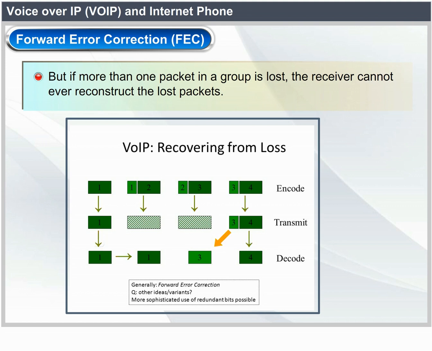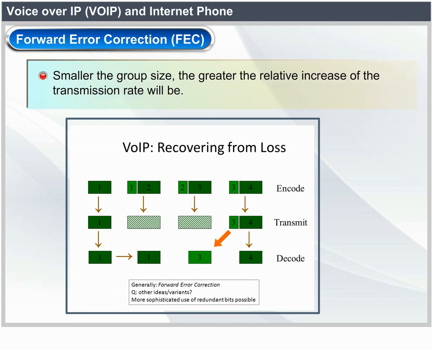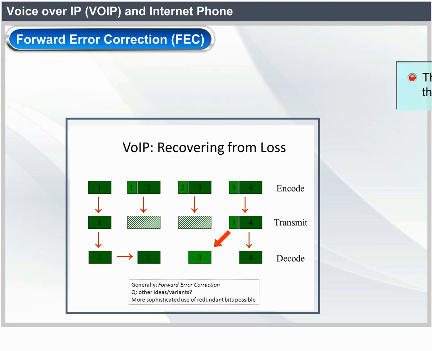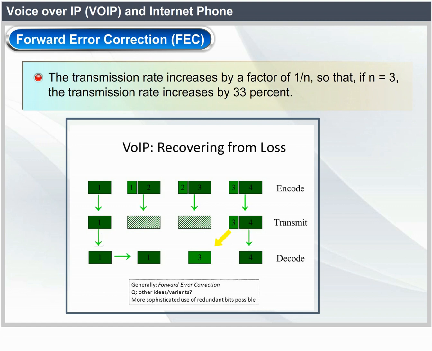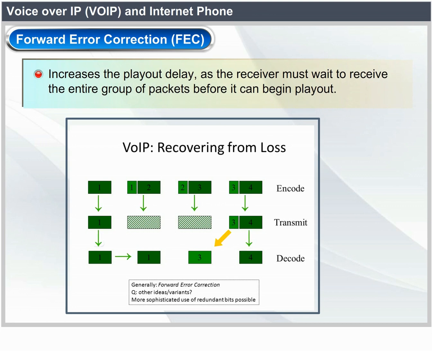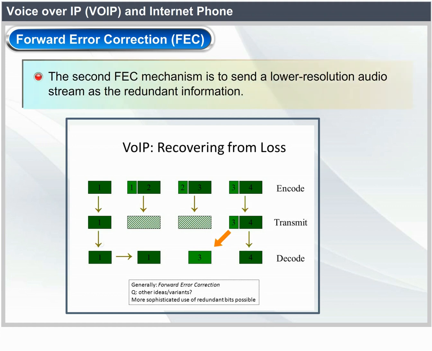Keeping n plus 1, the group size, small, a large fraction of the lost packets can be recovered when loss is not excessive. The smaller the group size, the greater the relative increase of the transmission rate. The transmission rate increases by a factor of 1/n, so that if n is equal to 3, then the transmission rate increases by 33%. It also increases the playout delay, as the receiver must wait to receive the entire group of packets before it can begin playout. The second FEC mechanism is to send a low-resolution audio stream as the redundant information.